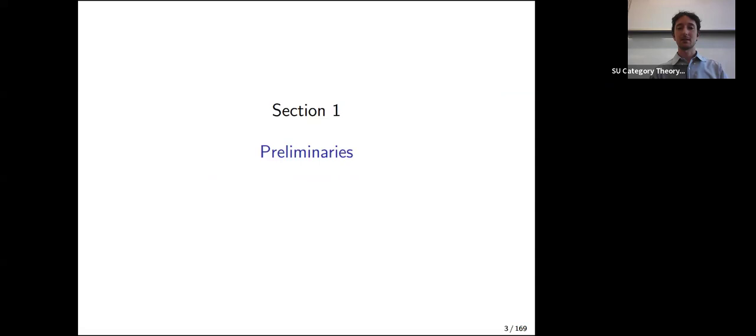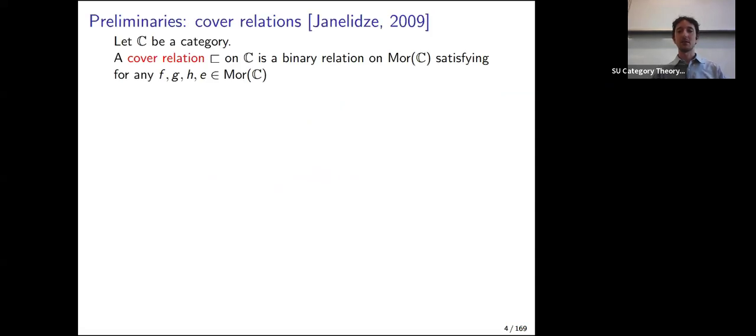Okay, so we're just going to cover some preliminaries, and our journey is going to start with cover relations. This is a notion introduced by Zera Bianalitza in 2009. What is a cover relation? Well, it's a binary relation on the class of morphisms of a category, satisfying the following.